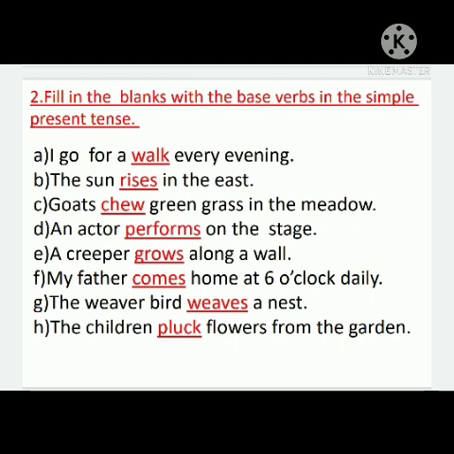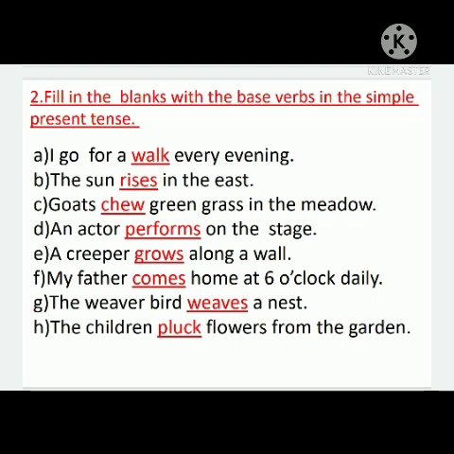Third one, goats chew green grass in the meadow. Goats are plural. Goat is not there; plurals, so many goats. For plural things, we only add the same thing, the first form of the verb. We should not add any s or es to the verb. Okay. Goats chew green grass in the meadow.